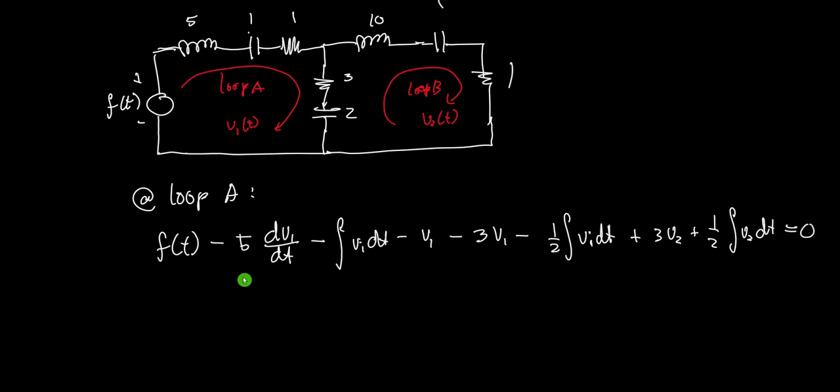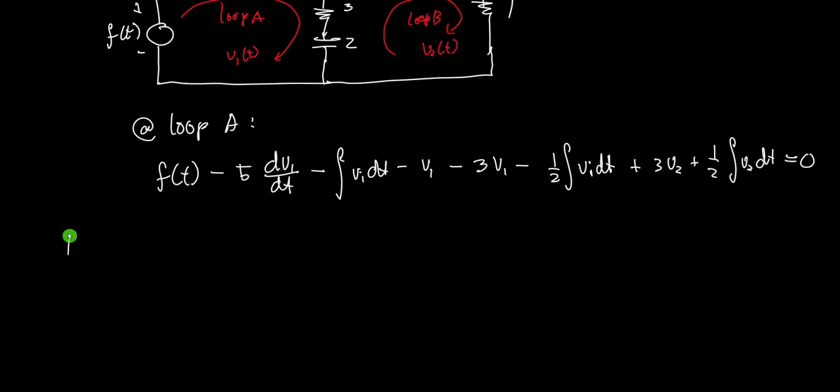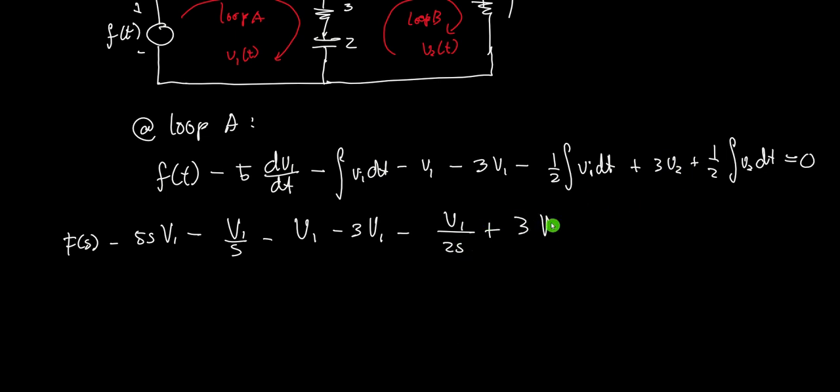Then we can now take the Laplace of this to simplify our equation. So this will be F of s minus 5s V1 minus V1 over s minus V1 minus 3V1 minus V1 all over 2s, plus here 3V2, then plus 1 over 2 of V2 all over 2S. And this should be equal to 0. So we have V1 and we have V2 here. We have two unknowns here.